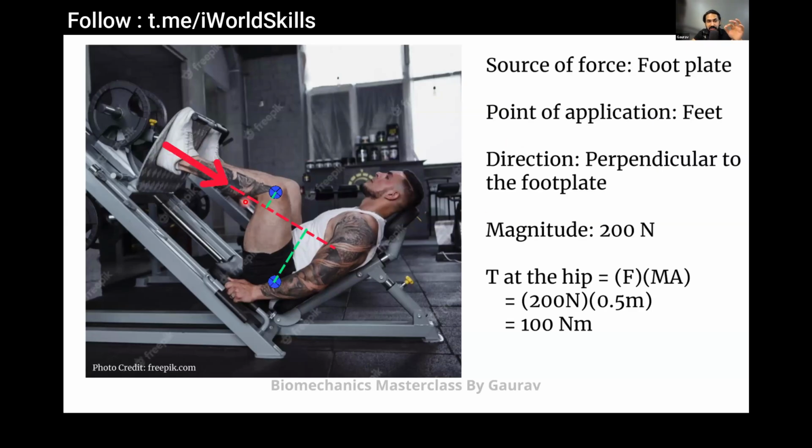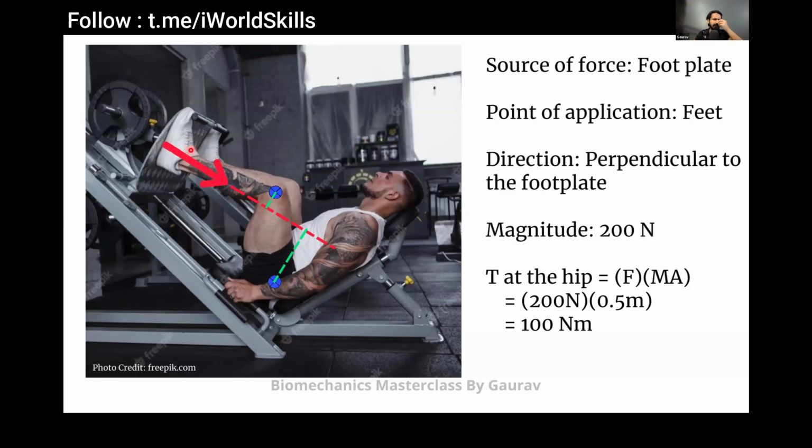What is the direction of external force? What is the direction in which the foot plate is going to apply force on the feet? It's going to be perpendicular to the foot plate. Why? Because if you let this foot plate move freely, it is going to move perpendicular to itself. And that is the direction in which it is going to apply force as well. Correct? So this is the line of force of the foot plate.